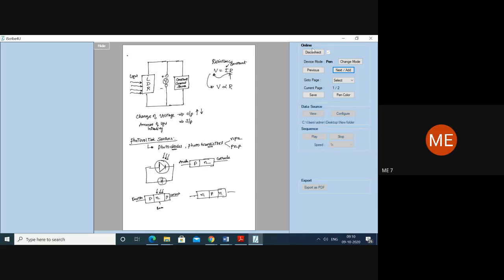either with the concept of emissivity, or with the concept of conductivity, or with the concept of the photovoltaic. So these are the three different types of sensors which are present for us to understand. Then we'll go further now.